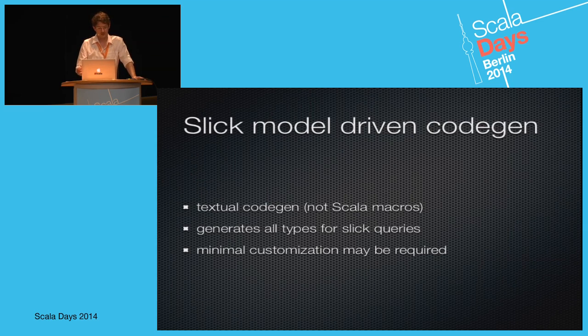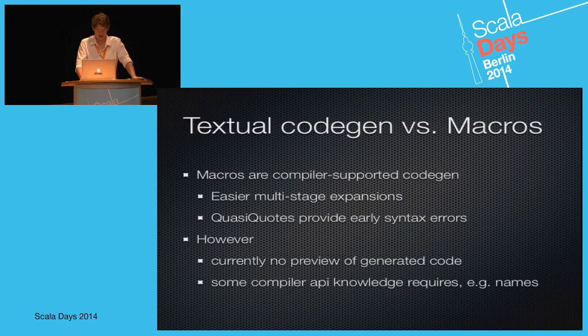And it generates all types required for Slick queries. You can do minimal customizations so you have some decisions. You can start very, very easy with that. We chose to use textual code generation rather than macros because I think macros are not really there yet for our use case. They may be eventually. I mean, macros are code generation too, right? They're just compiler-supported code generation.